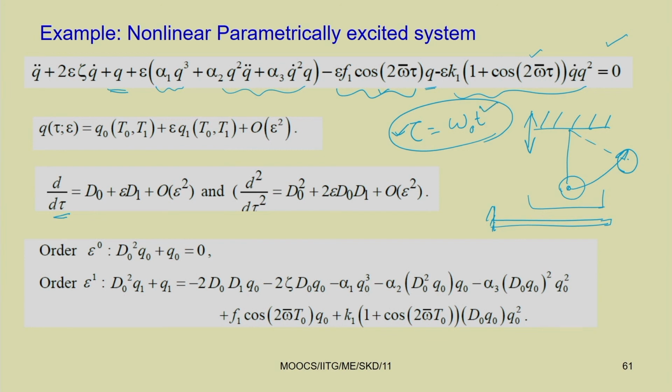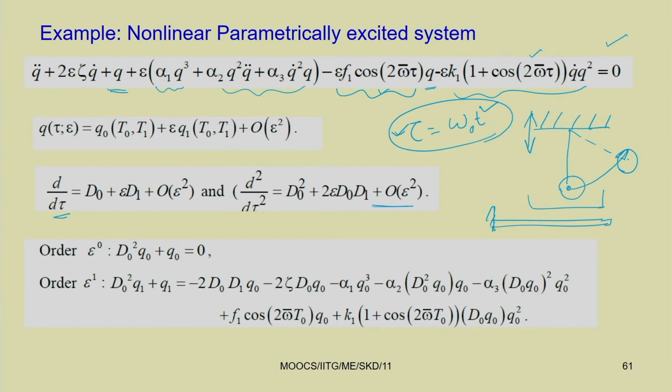So, d by d tau can be written here as d0 plus epsilon d1. Similarly, d square by d tau square can be written as d0 square plus 2 epsilon d0 d1. Here you just note that we have neglected the terms with epsilon square. When you are doing this manually, you may neglect those higher order terms, but if you are using symbolic software, you can conveniently use the higher order terms to write down this equation also. Now, separating the terms with coefficients of different orders of epsilon, we can write down this equation.